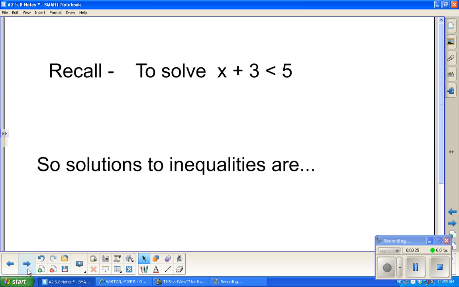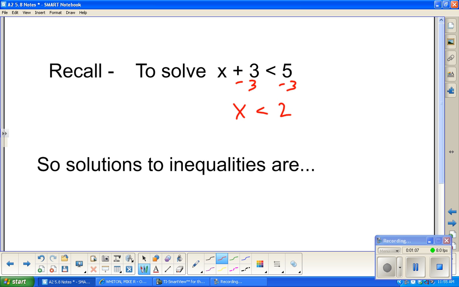So again, first thing when we think inequalities, greater thans, less thans, it's not an equal sign, it's not an equation. So the answers are a little bit different. We're not going to get x equals something. So how did we do something like that? X plus 3 is less than 5. Just solve for x just like it were an equation, right? And get x is less than 2.